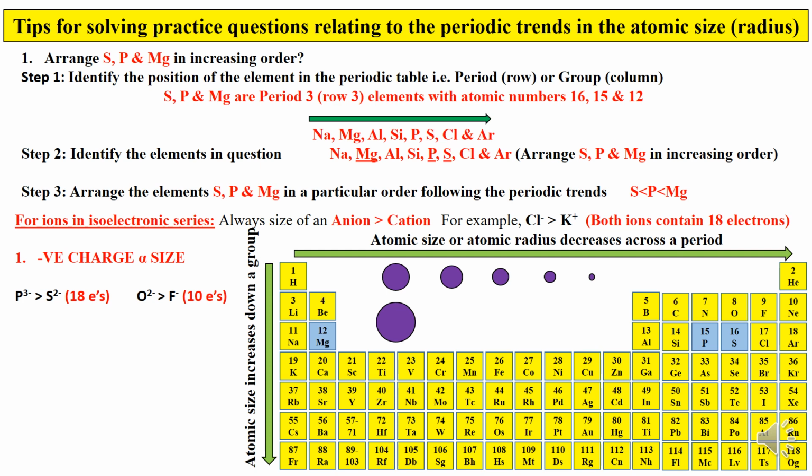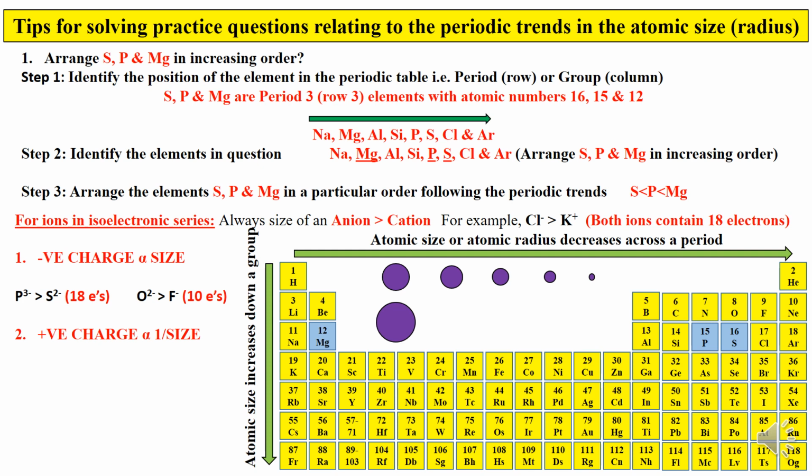For example, phosphide ion is bigger in size as compared to sulfide ion, as phosphide ion has 3 negative charges as compared to sulfide with 2 negative charges. And similarly in case of oxide and fluoride ions, oxide with 2 negative charges as compared to fluoride with 1 negative charge. So therefore oxide ion is bigger in size. So remember, these are all ions in isoelectronic series. These rules apply only for ions in isoelectronic series. The second rule will be the magnitude of positive charge will be inversely proportional to the size of the ion.